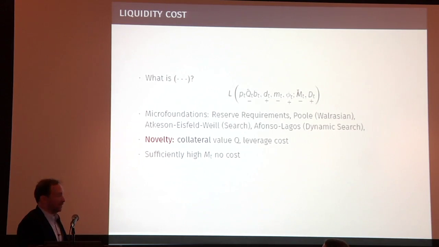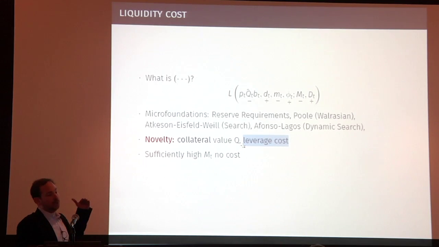There are papers that deal with microfoundations of these liquidity costs through search, or there's a classical paper by Poole on the Walrasian market. And you can summarize everything by this constraint. What is novel in this paper is this feedback between the collateral value and the cost of this liquidity.